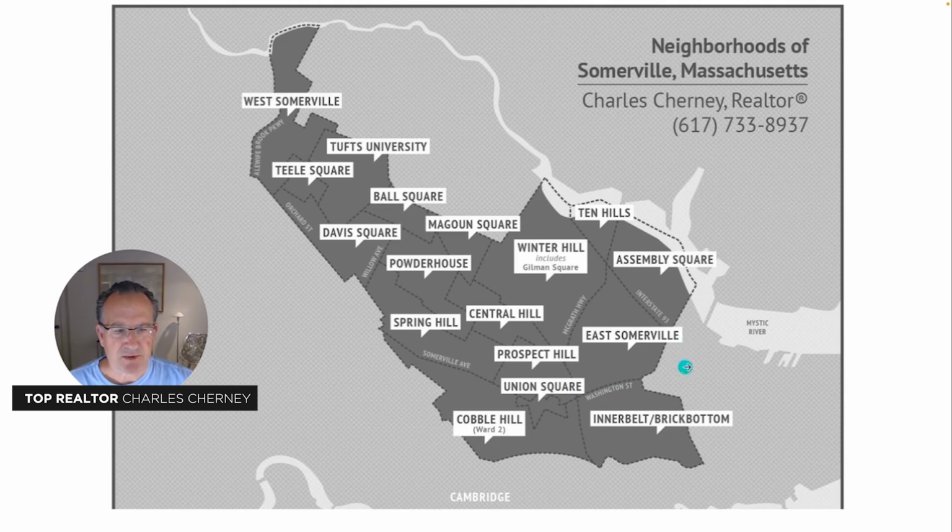And it's otherwise bordering here on Charlestown, and to the south, the neighborhood of Somerville known as Inner Belt or Brick Bottom, and above it, the neighborhood known as Assembly Square. You can see the other named neighborhoods adjacent to it: Winter Hill, Prospect Hill, Union Square.